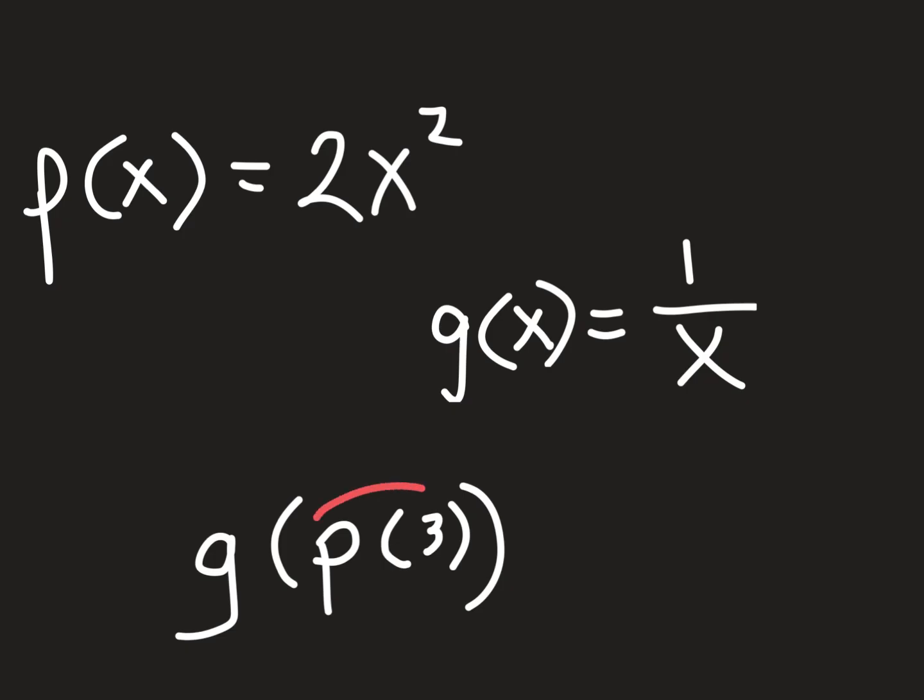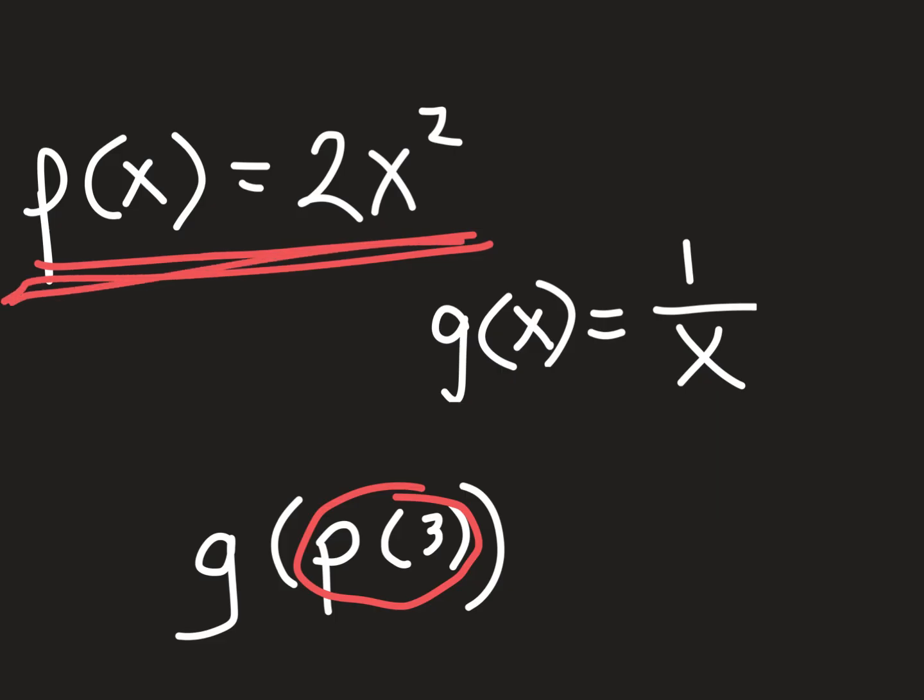So just focus on p of 3. Stick a 3 in the p function. Here's the p function, so go stick a 3 in there. If you stick a 3 in there, you're going to get 3 squared is 9 times 2 is 18. Raise your hand if you had 18. Awesome. That goes here now. You just cross this off and you put 18.